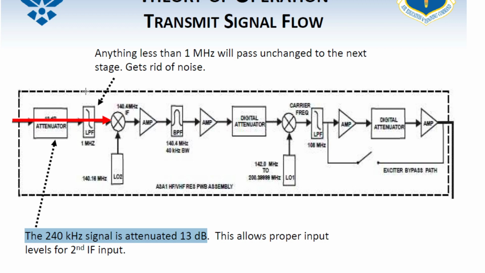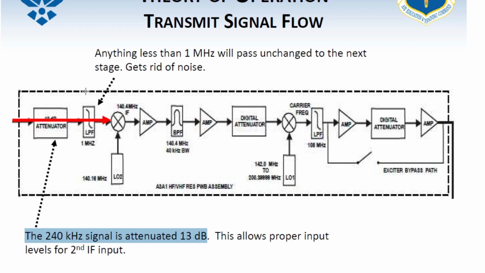Next, we're going to go through a low-pass filter. It says that anything less than 1 megahertz will pass unchanged to the next stage. Now, if I have a signal that's 2 megahertz, is it going to get through? No, sir. No. What's it going to do? What's a low-pass filter going to do to a 2 megahertz signal if we had one, hypothetically speaking? Stop it in its tracks.